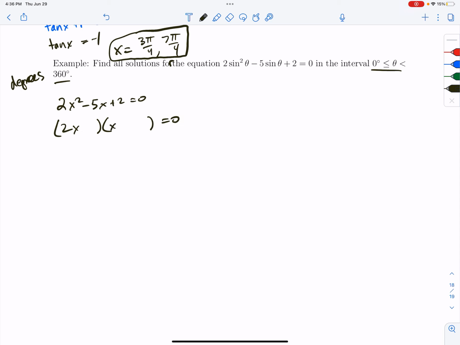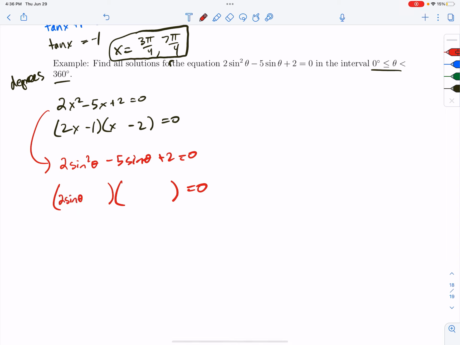2x and x, maybe negative 2, negative 1. Is that right? 2x squared minus x minus 4x plus 2. Yeah, that would be correct. So because I can factor that, I'm just going to go down here and rewrite this as 2 sine squared theta minus 5 sine theta plus 2 is equal to 0. So in the factorization that I already did, I'm just going to replace the x's with sine. So 2 sine theta minus 1, and then sine theta minus 2. So now I have two factors that I need to set equal to 0 in order to solve.